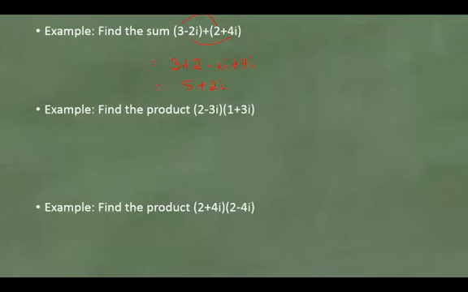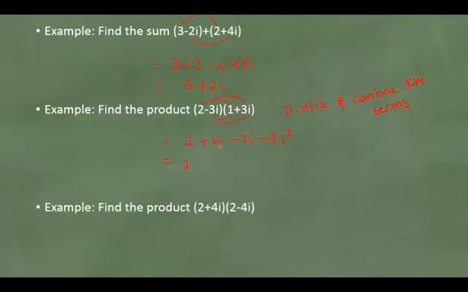Find the product. Here we're going to multiply just like before. We're going to distribute everything out, and we're going to combine like terms. So distribute, and that's the key right there: distribute and only combine like terms. So 2 times 1 is 2, 2 times 3i is 6i, negative 3 times 1, again remember the negative sign matters, is negative 3i. Negative 3i times positive 3i, you have to be a little careful here: negative 3 times 3 is negative 9, i times i is i squared. Then we're going to simplify.